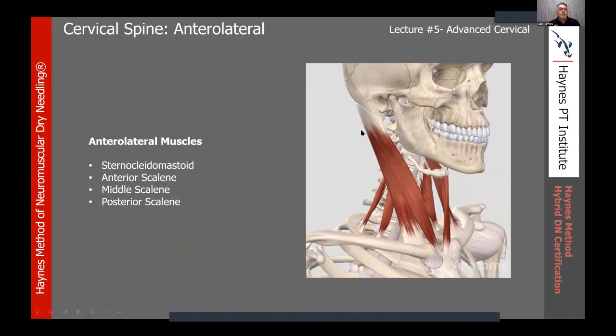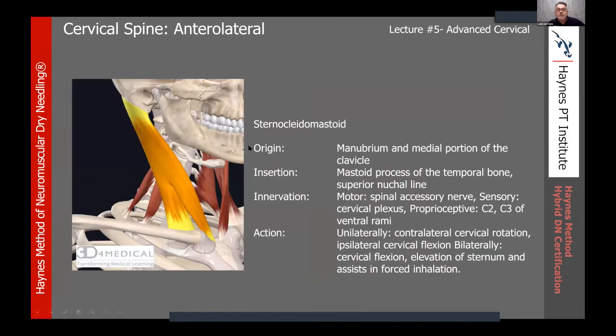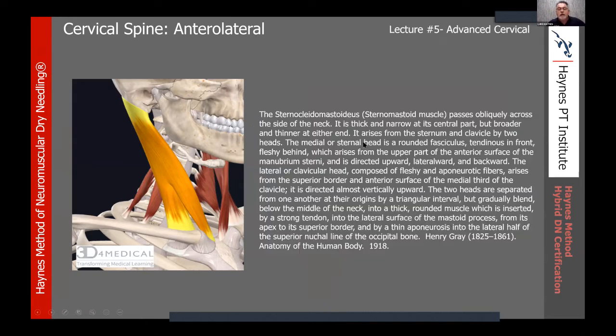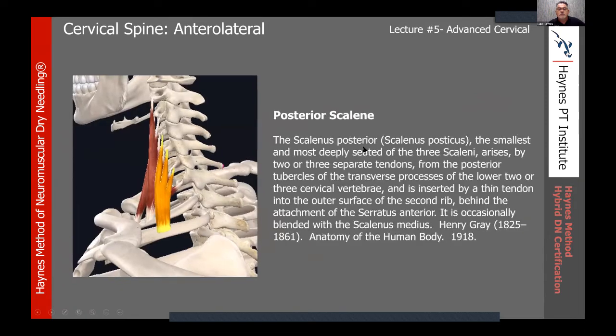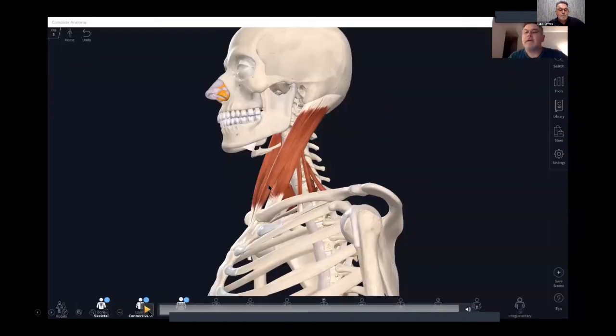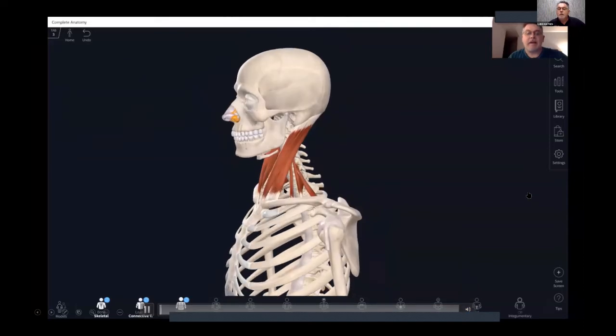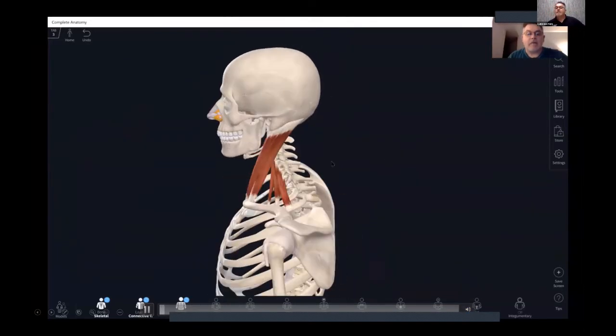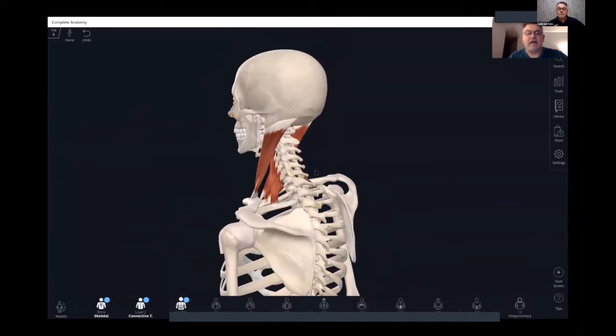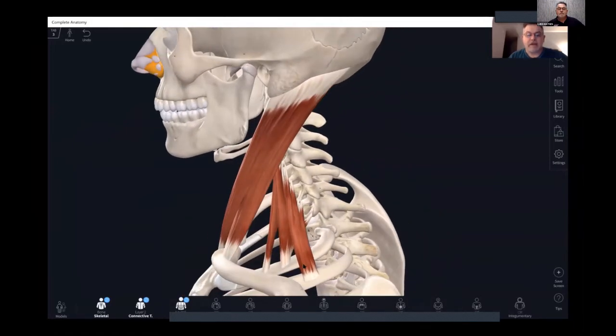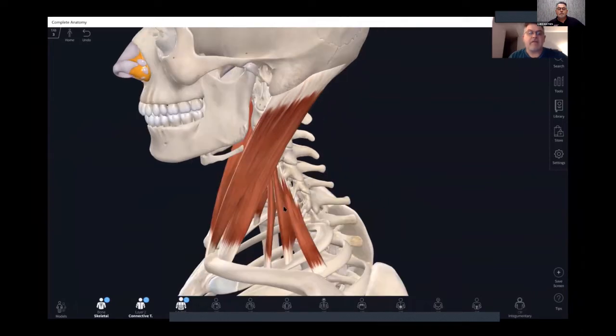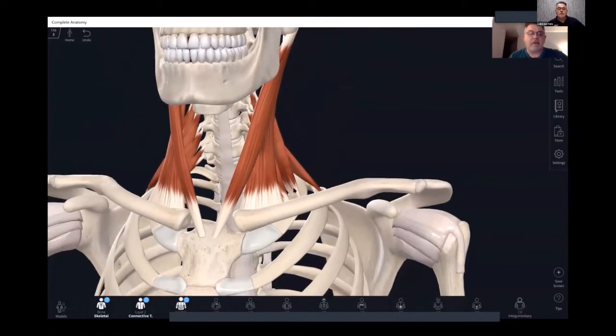Okay. So we'll move on to the anterolateral muscles. Here we'll look at the sternocleidomastoid, anterior, and then middle and posterior scalenes. The SCM, its origin, and actually let's go down to the discussion with our 3D anatomy application to look at these structures. So let's look at the 3D anatomy of the lateral, posterolateral aspect of the cervical spine. Here we're talking about all 3 of the scalenes, posterior, middle, anterior, and then the sternocleidomastoid muscle.